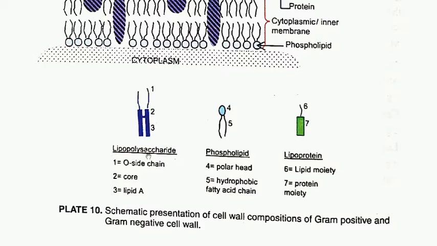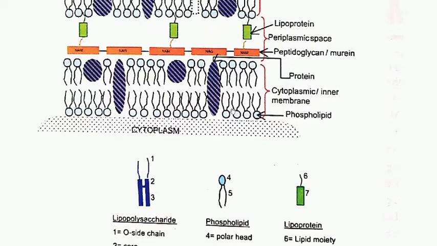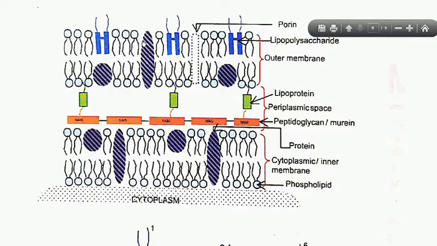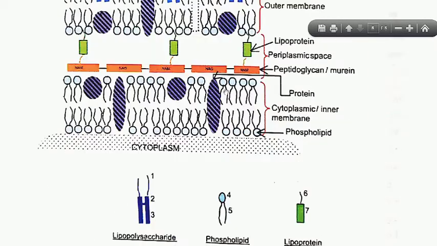This is the lipopolysaccharide, and this is the O side chain, and 2 is this. This is the core, and this is lipid A. This phospholipid is 4. 4 is what? Polar head. And 5 is what? Hydrophobic fatty acid chain. And 6 is what? Lipid moiety, and 7 is the protein moiety. Now the lipopolysaccharide, we can see here. This is the lipopolysaccharide chain.